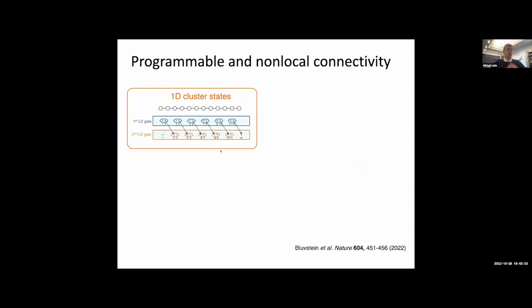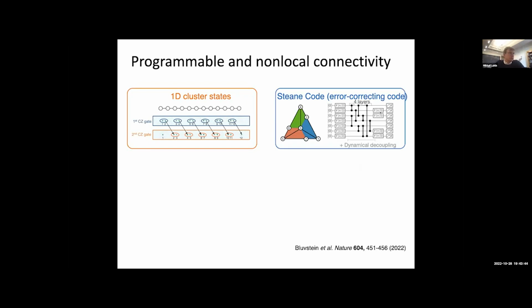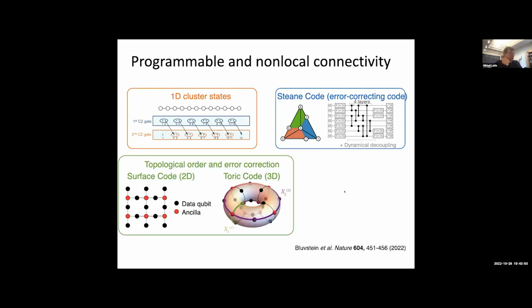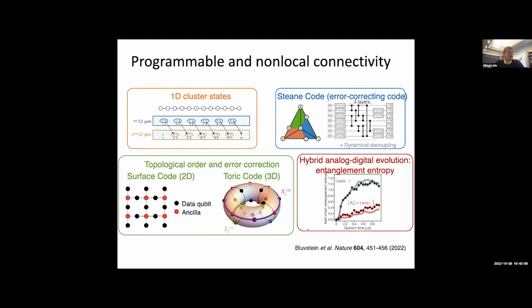So with that approach, there are a lot of cool opportunities, some we've already explored, some we are exploring. For example, we were able to generate very efficiently 1D cluster states. We can also create states associated with Steane code or error correcting codes. Something that I will focus on a little bit is surface and toric codes. And within this approach, you can also explore this very exotic analog-digital architecture where you can interrupt periods of analog evolution with some digital operation and continue the analog evolution, possibly with a different connectivity.